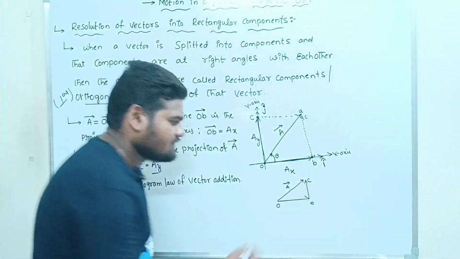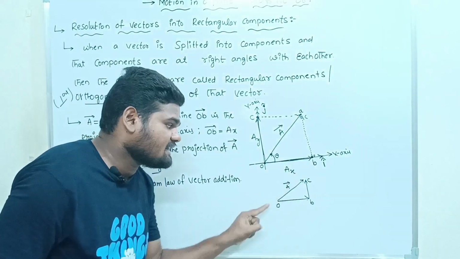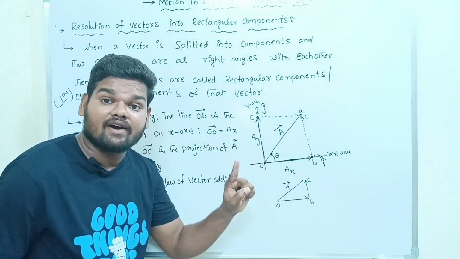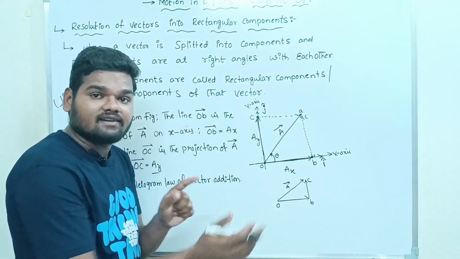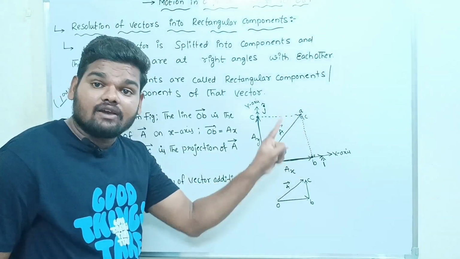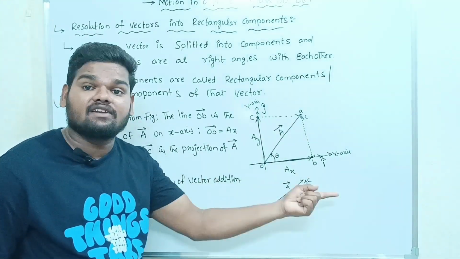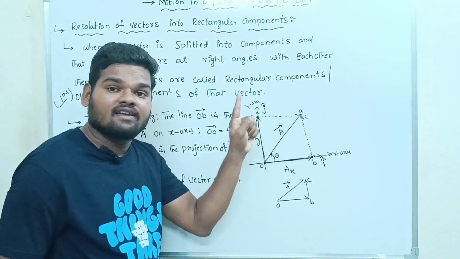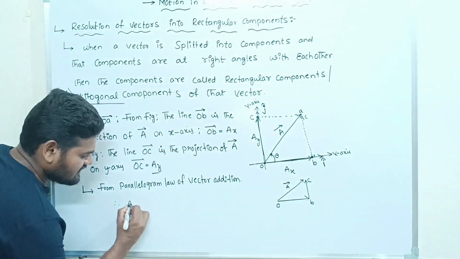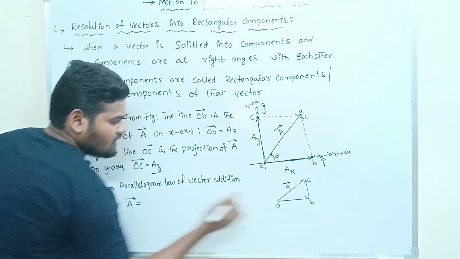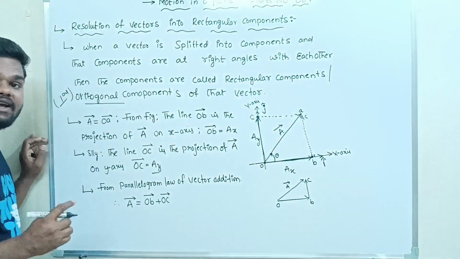OB and BC are in order. These two vectors are in order, and this resultant A bar vector is in reverse order. Why have I taken OC here? In a rectangle, the two opposite sides are the same. That's why if this is OC, then this is also OC. The magnitudes are the same. Therefore, it is clear that we can write A bar is equal to OB bar plus OC bar.